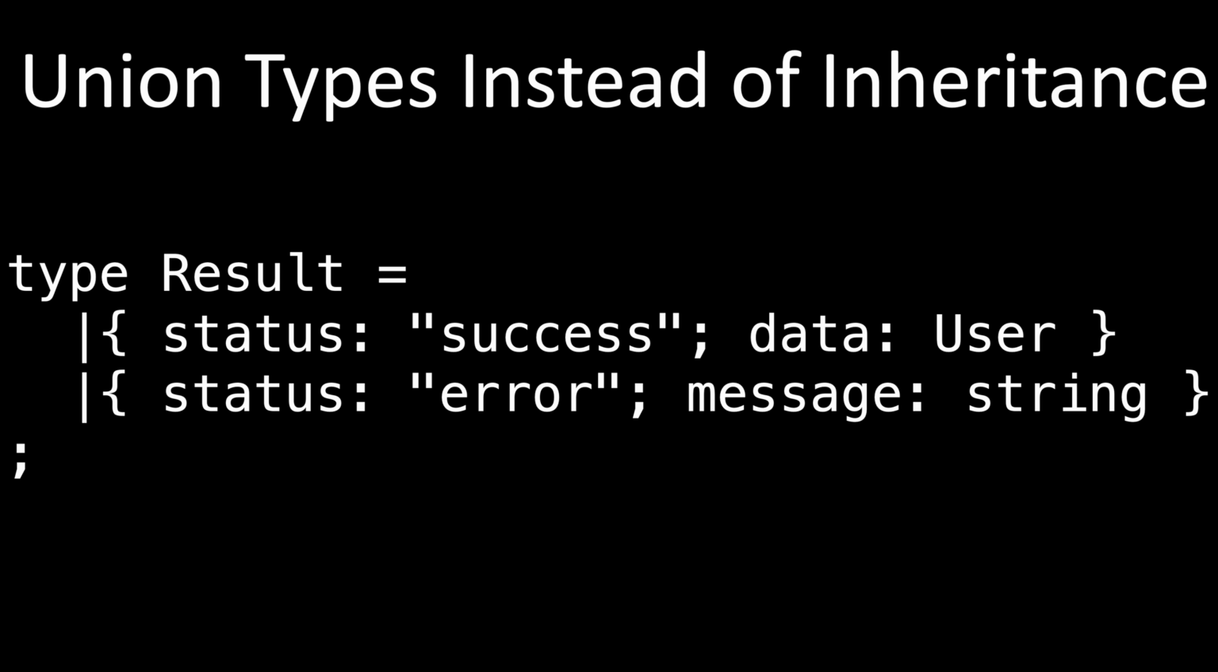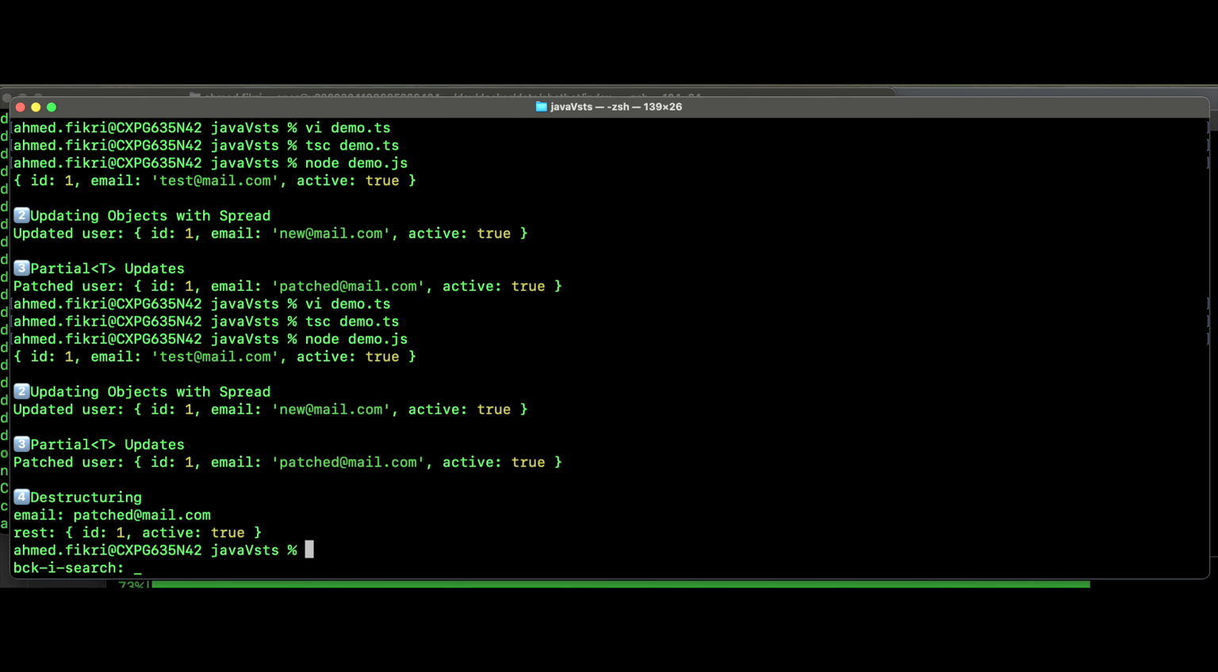And finally, union types. This replaces deep inheritance hierarchies with simple, honest modeling. The compiler forces you to handle every case. In Java, you would use abstract classes, sealed classes, or wrapper classes, which are heavier. TypeScript does it lightweight and type-safe.